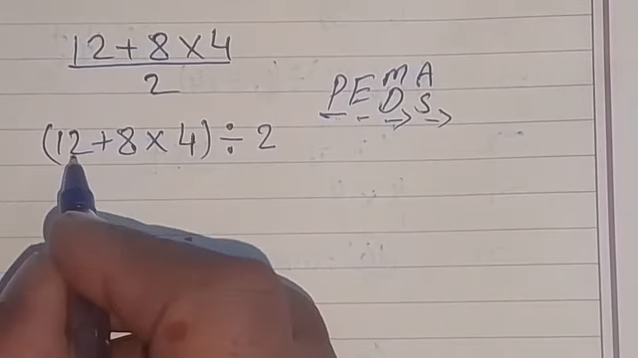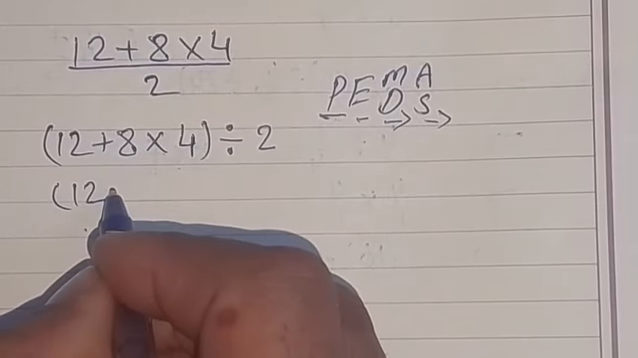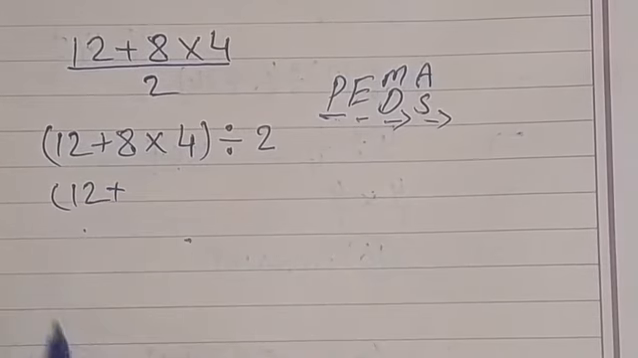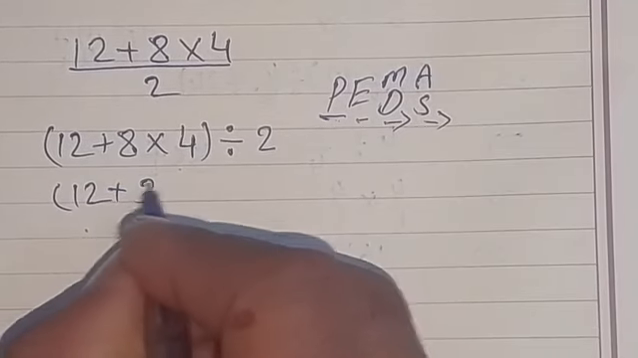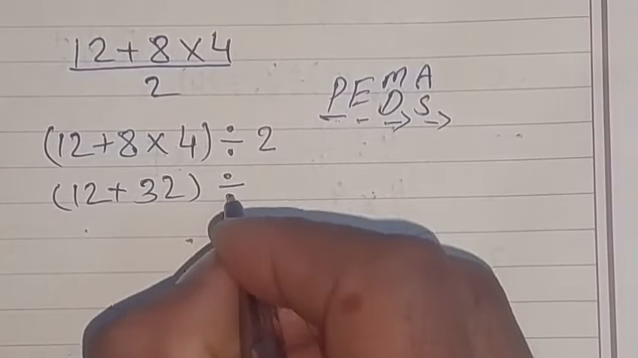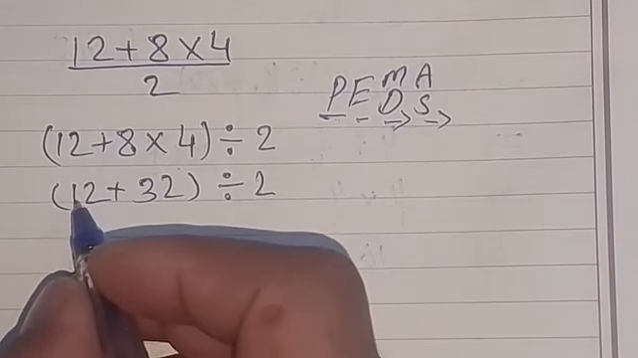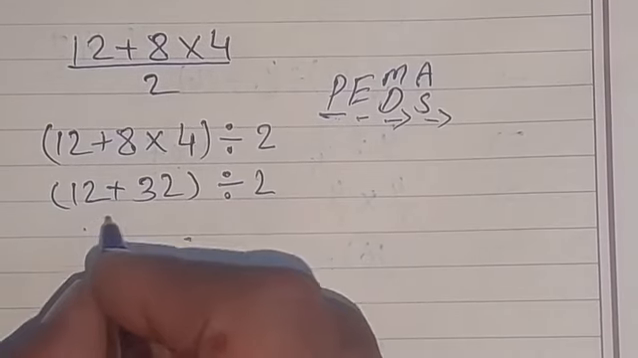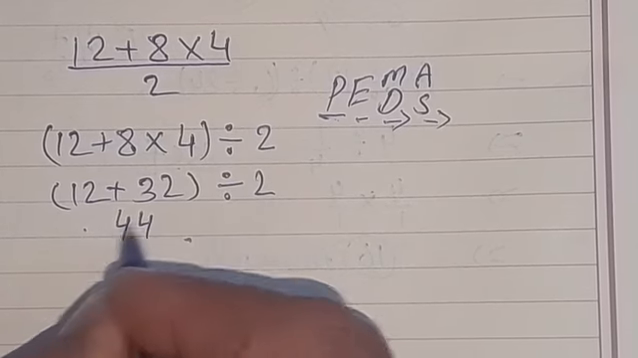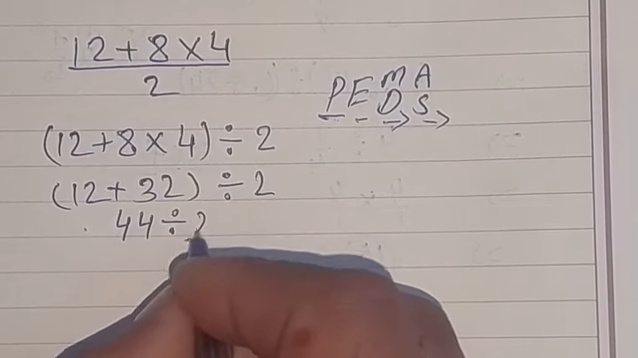So 12 plus 8 times 4, that gives us 32, and 12 plus 32 gives us 44, over the denominator.